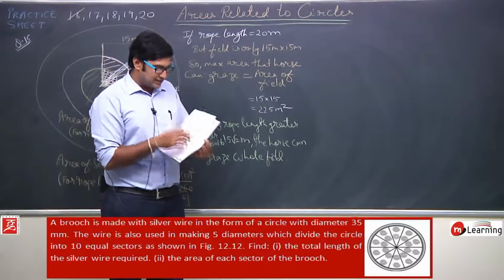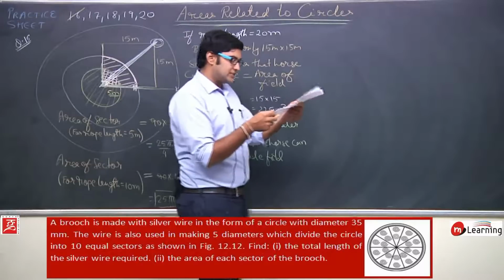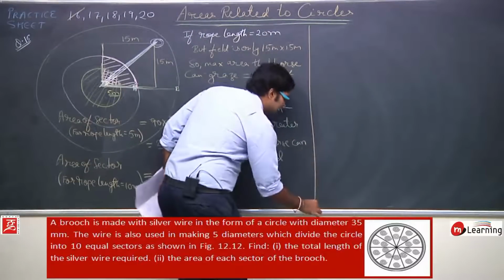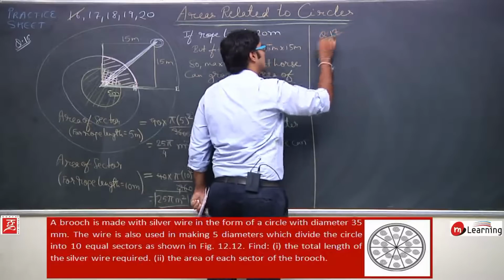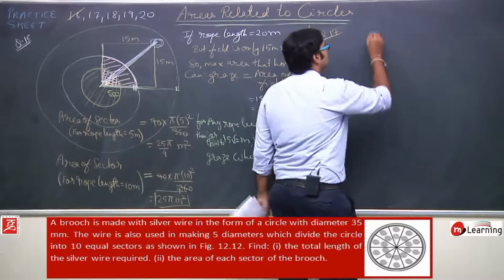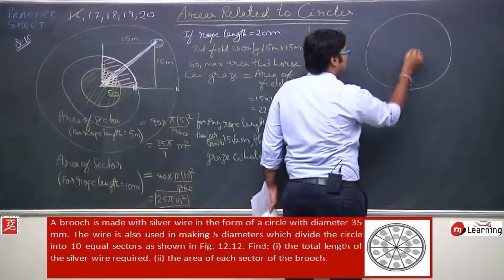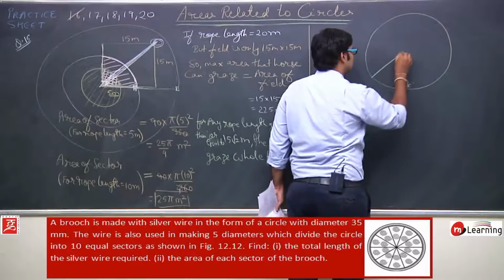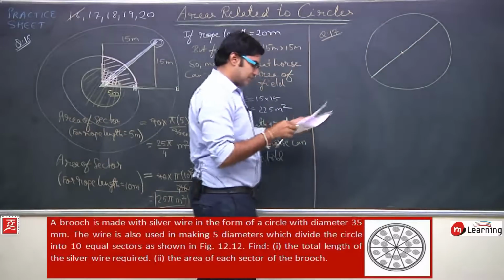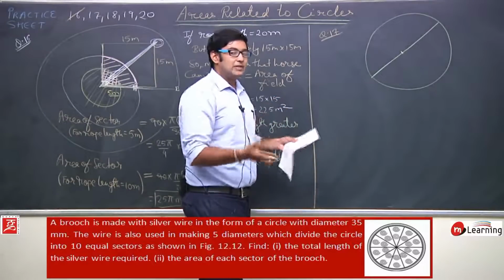Okay, so let us understand this question. It says a brooch is made with silver wire. We have silver wire and we are making some brooch using this silver wire. The diameter of this brooch is 35 mm. So I have drawn it like this, and the diameter of this brooch is 35 mm. Now it further says the wire is also used in making 5 diameters.